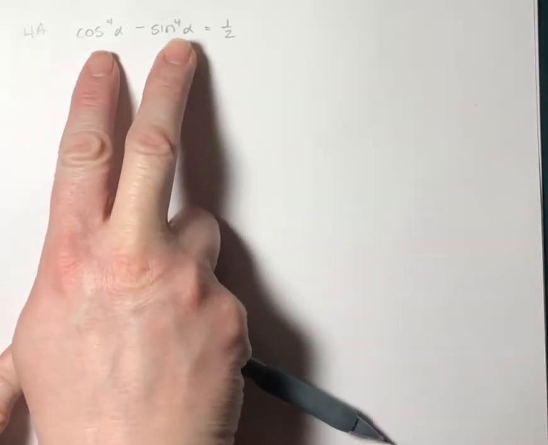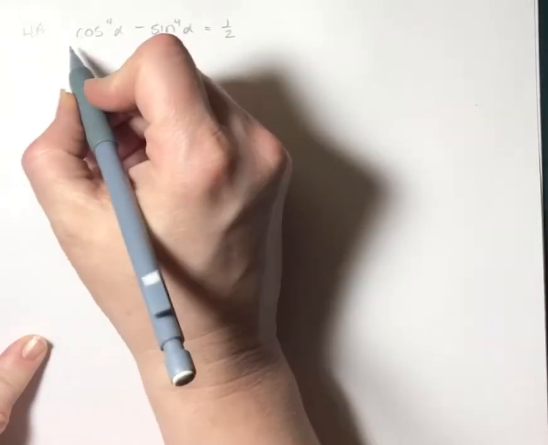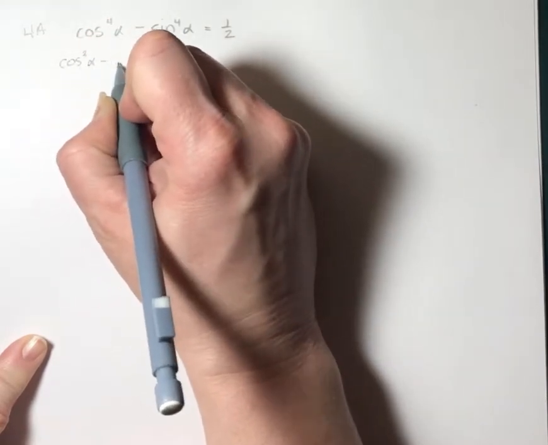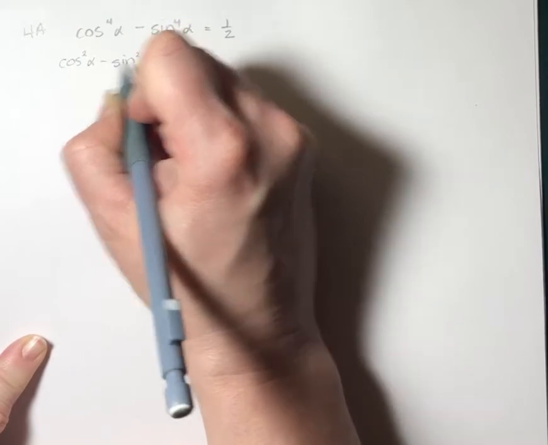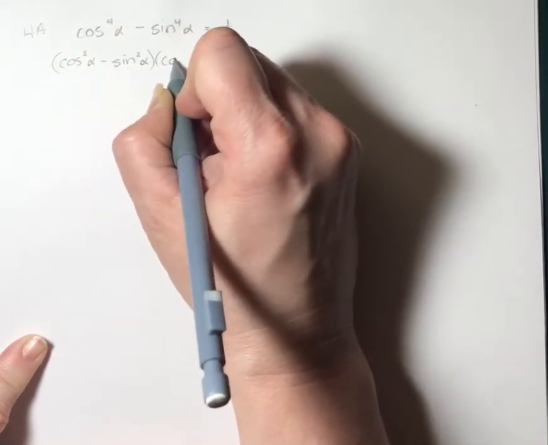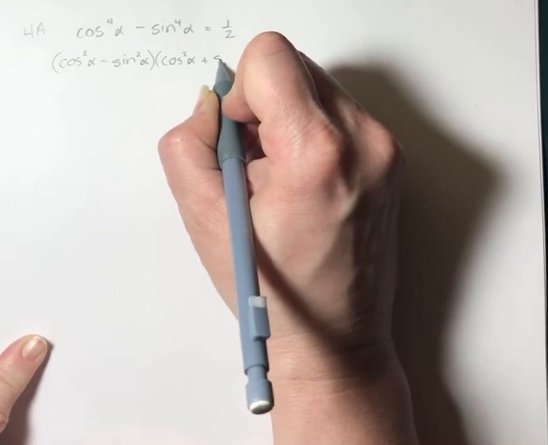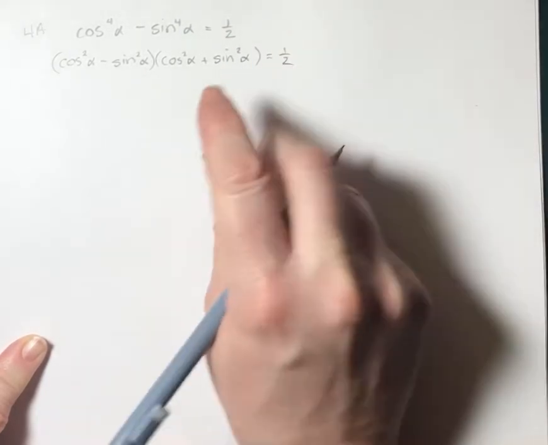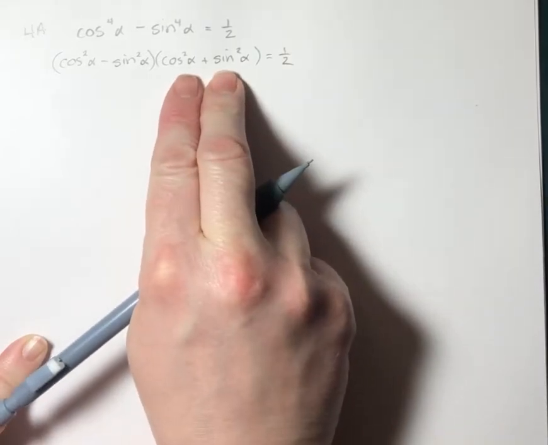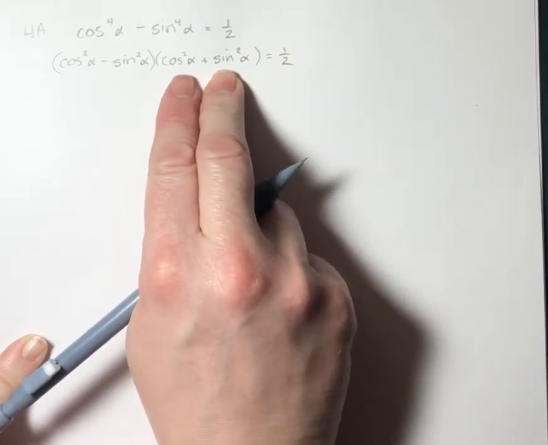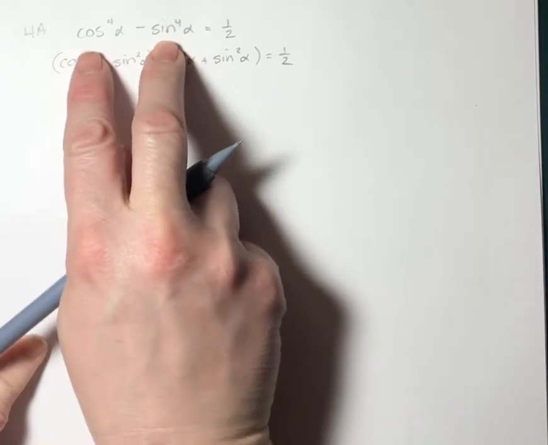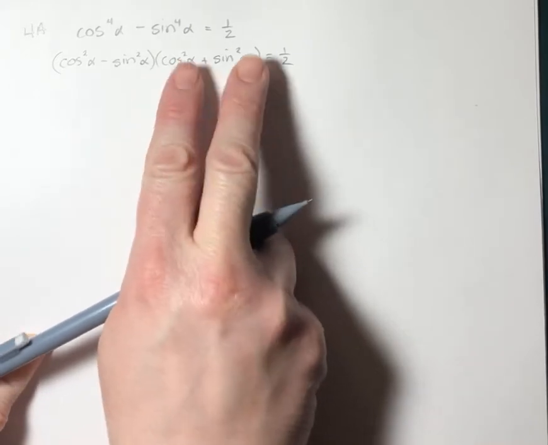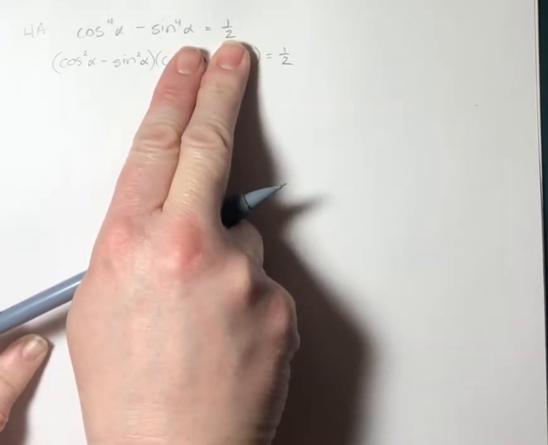When I look at this, I see the difference of squares pattern. So I can factor this into cosine squared alpha minus sine squared alpha times cosine squared alpha plus sine squared alpha. Well, sine squared plus cosine squared is 1. And so instead of going the direction that they're trying to guide you, using these power reducing identities, which would have been a really big, long, complicated problem, right away this is gone. This is equal to 1.